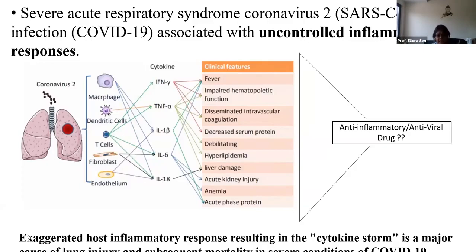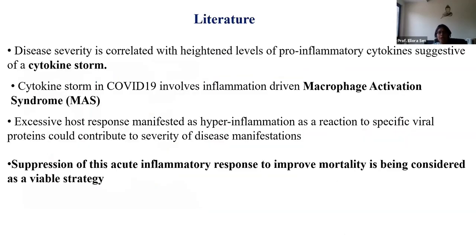So this exaggerated host inflammatory response, which results in a cytokine storm, is a major cause of lung injury and subsequent mortality in severe conditions of COVID-19. So with that theme in mind, we set out to dissect out a few points. There is an elevated cytokine storm, which is known, and there is something called macrophage activation syndrome, where the macrophages become hyperactivated, and hyperinflammation, as I already mentioned, determines the severity of the disease manifestation.